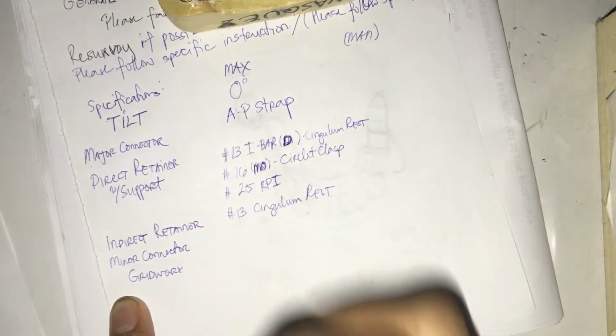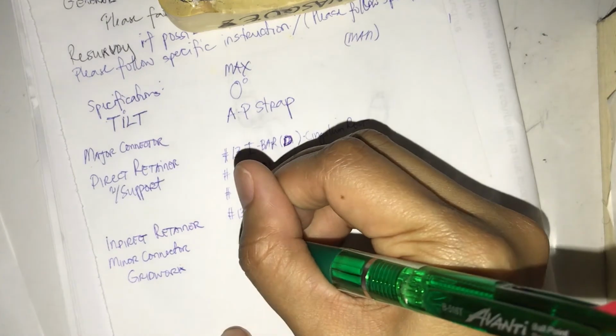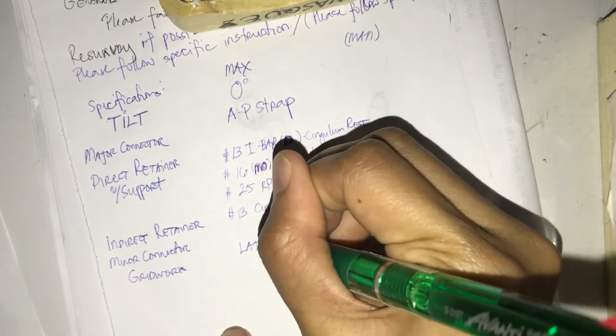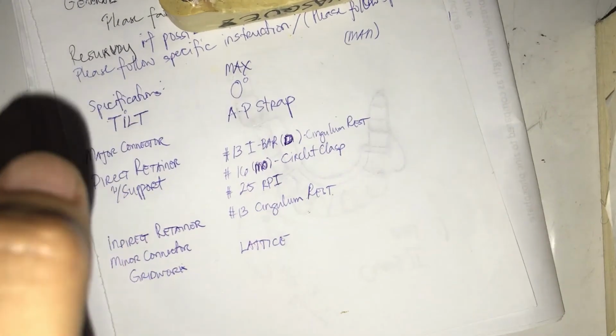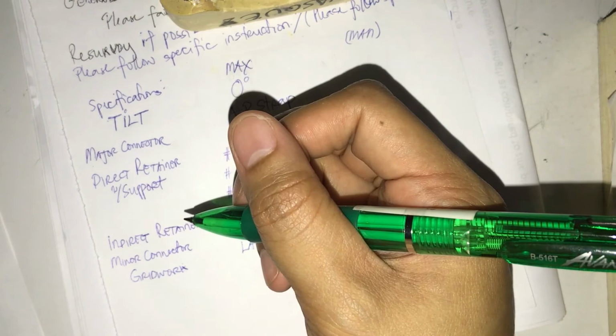And then grid work. So grid work. What type is your grid work? We have the ladder type or the lattice type. Why is this important? I'll explain later because you need to know that. And then what else?